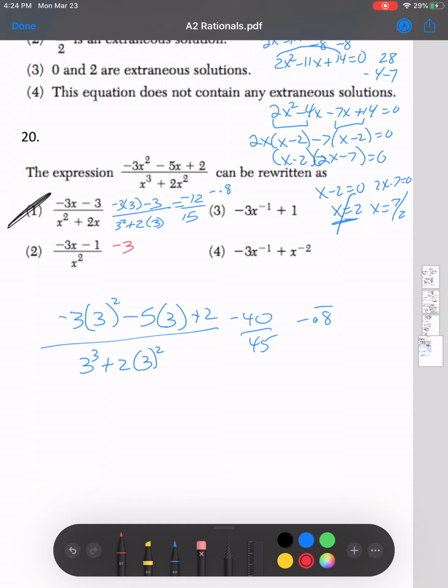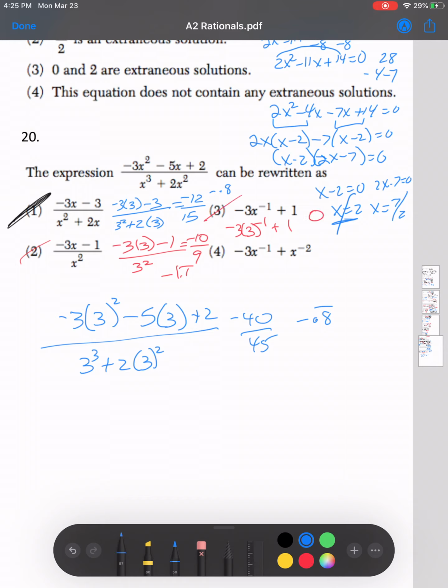Number 2, negative 3 times 3 minus 1 over 3 squared. So that gives us negative 10 divided by 9. Negative 10 divided by 9 is negative 1.1 repeating. So that's not our answer. Negative 3 times 3 to the negative 1 plus 1. Ooh, that comes out to be 0, so that's not our answer.